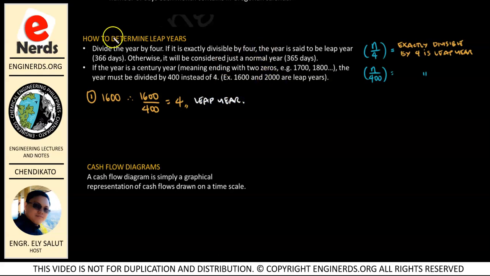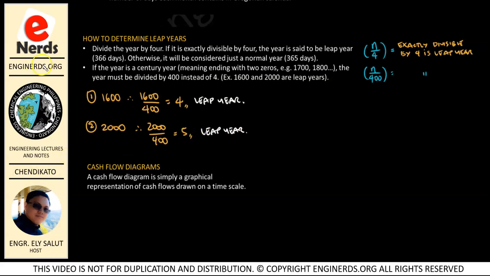We have year 2000, no? So, we have year 2000. So, i-check natin kung leap year siya. So, 2000 divided by 400. This is equal to 5. Okay, so 2000 divided by 400 is equal to 5. So, it is exactly divisible by 400. So, therefore, year 2000 is a leap year. Okay, so pwede nyong i-check yan sa calendar guys para makasiguro kayo.